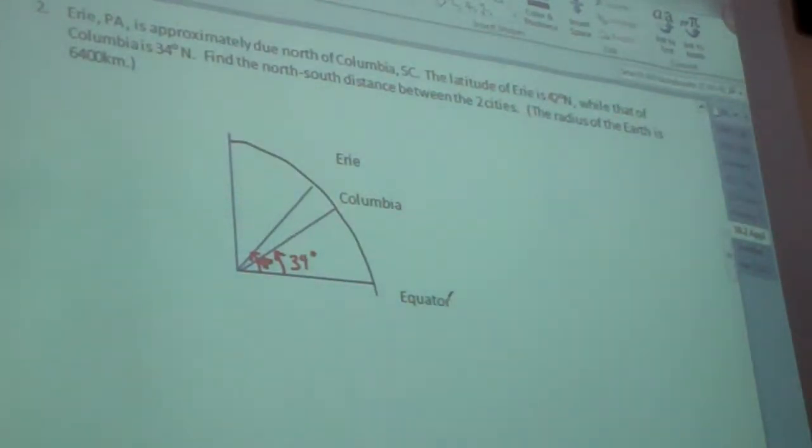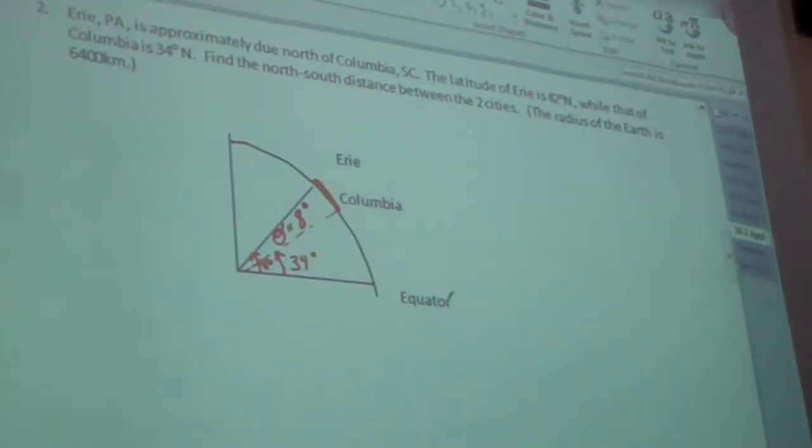And what am I trying to find? Find the north-south, so basically find the distance between these two cities. So what am I trying to find? 8 degrees. The 8 degrees, so from here to here, my theta, my angle is... Oh, is this like a cross section of the Earth? Yeah, it's like you're looking at the Earth, like you slice it. That would kill so many people though.